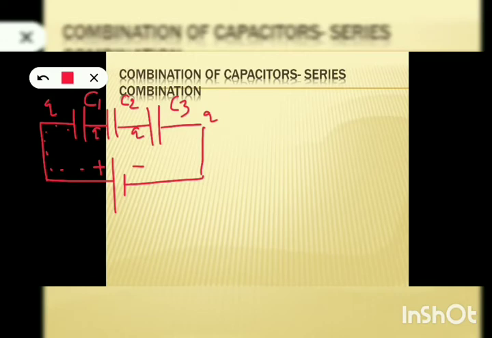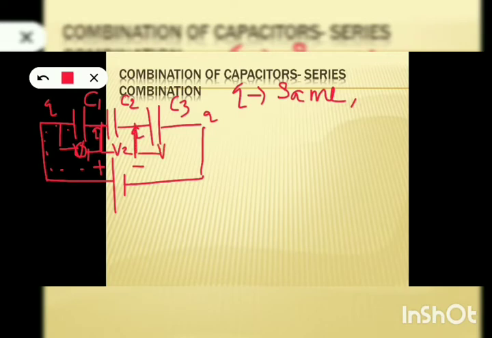So the same charge Q flows through all the three capacitors. This is the peculiarity of series combination. Charge will be the same. But what about the potential difference? The potential difference across each capacitor will be different. Let the potential difference across capacitor C1 be V1, across capacitor C2 be V2, and across capacitor C3 be V3. So the potential difference will be different.